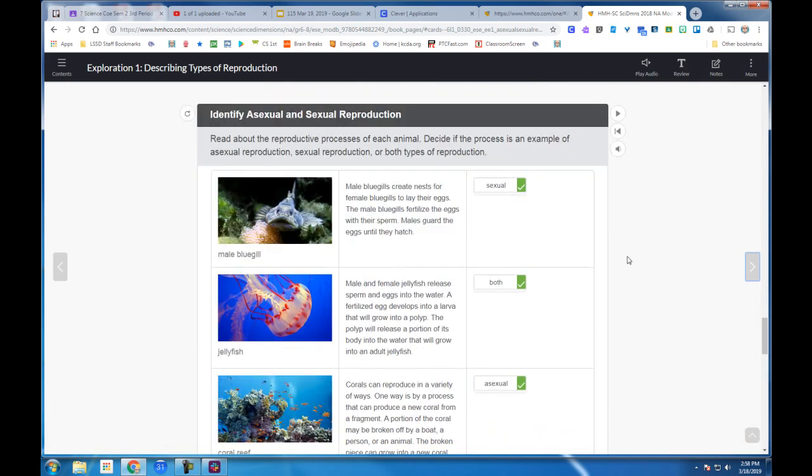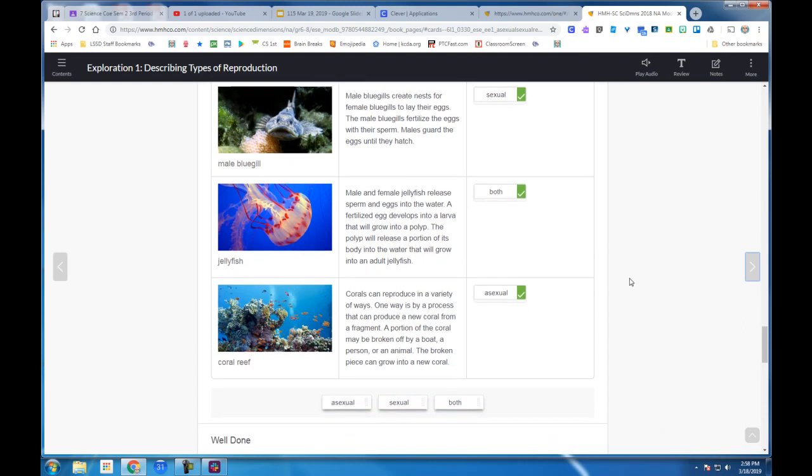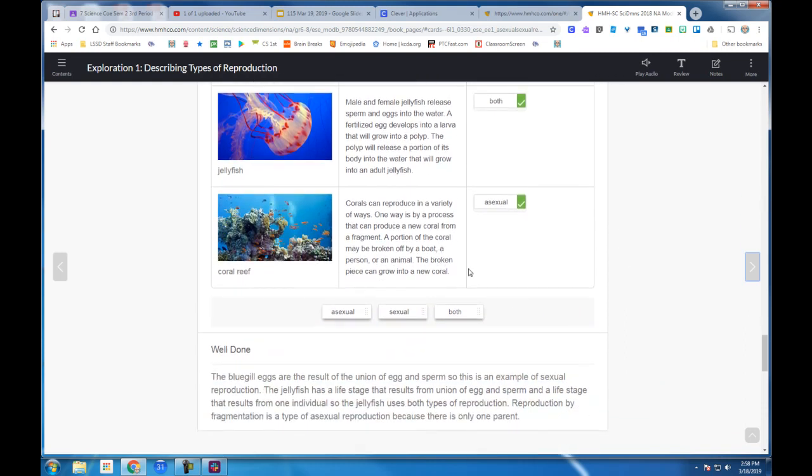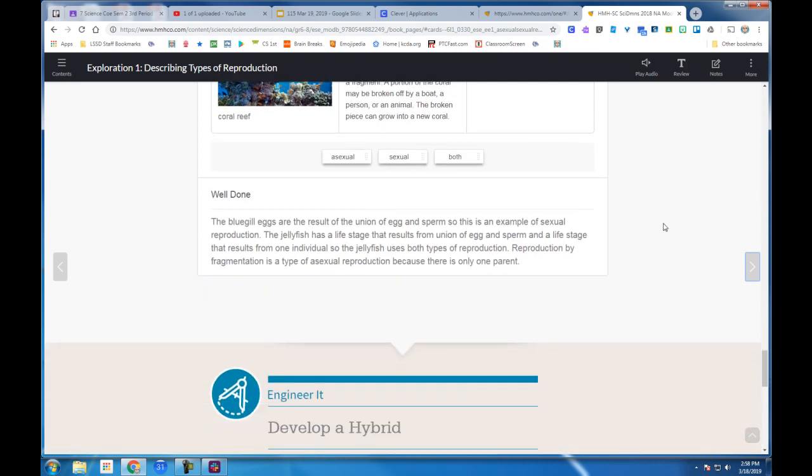Moving into identifying the reproductive methods, the bluegill you see is sexual. The jellyfish, they describe both. And the coral, although it can do both, the example they give there with the broken piece of coral is describing asexual. So drag those and drop them in where they belong, or in your book, fill it out.